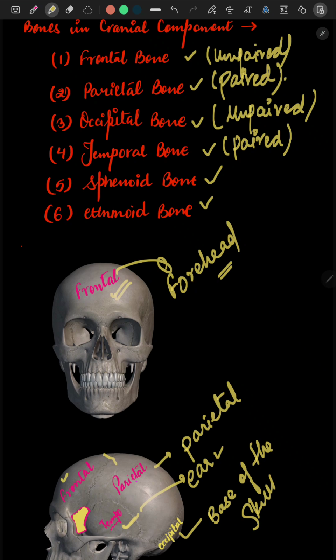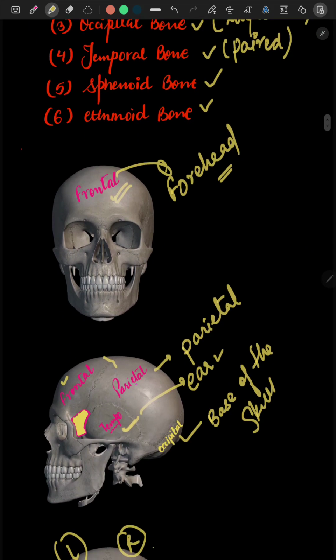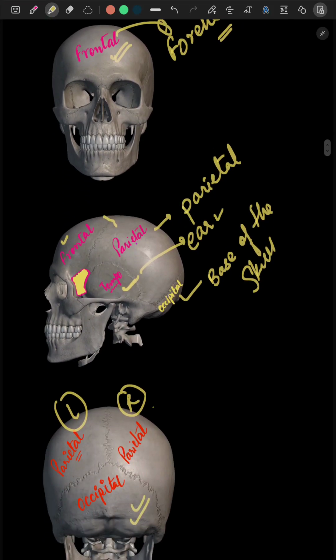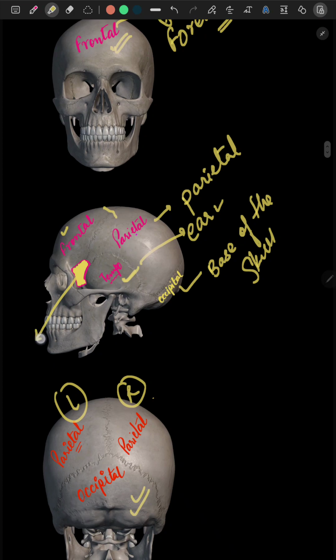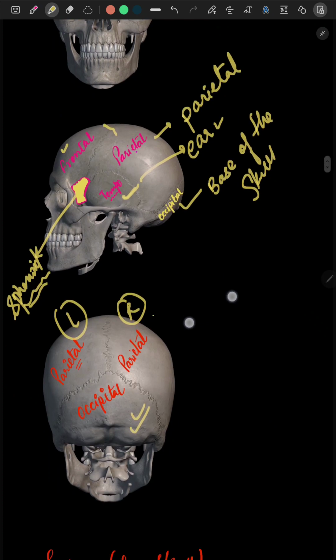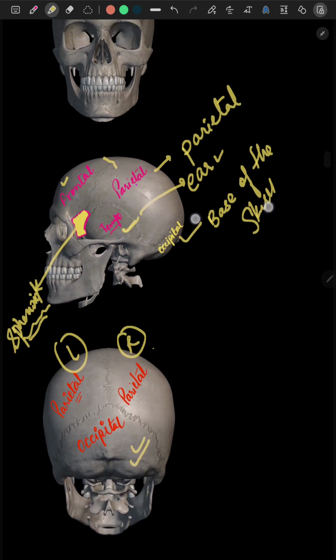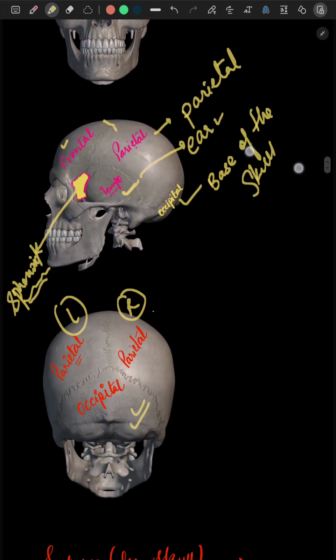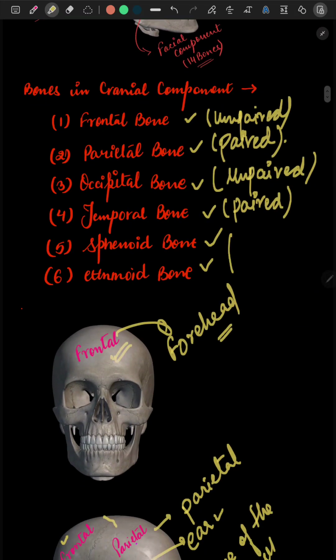Now coming to the sphenoid bone and the ethmoid bone. These are very difficult to see like this. This structure here is your sphenoid bone. It is near the junction of the frontal, parietal and temporal bones, just after the orbit and near the temporal region. The ethmoid cannot be seen through this picture, but we will definitely put in a picture for that also. The sphenoid and ethmoid bones are on both sides, so they are paired structures.